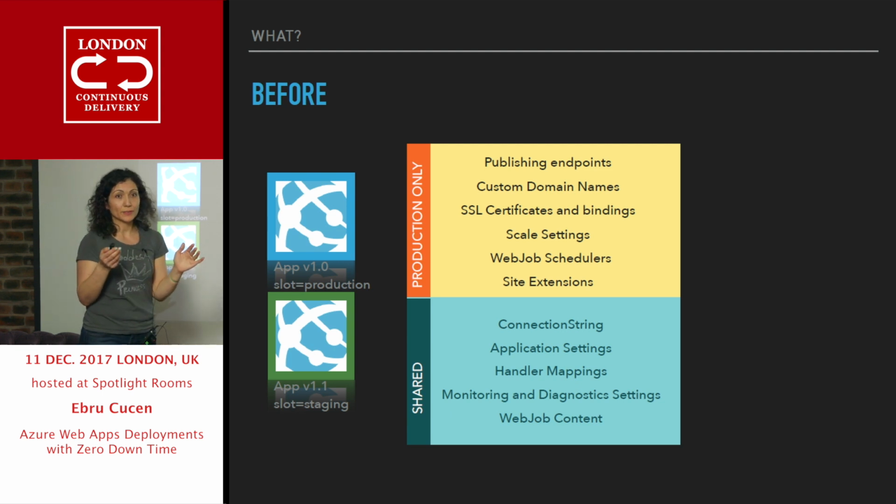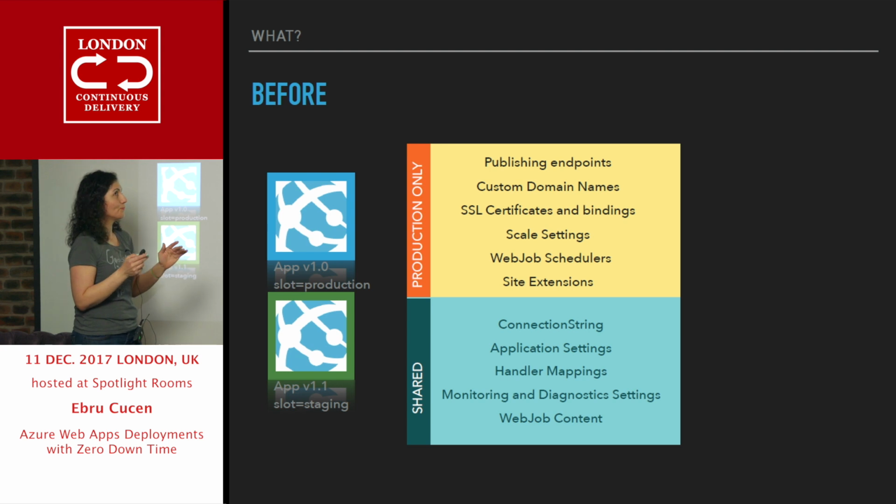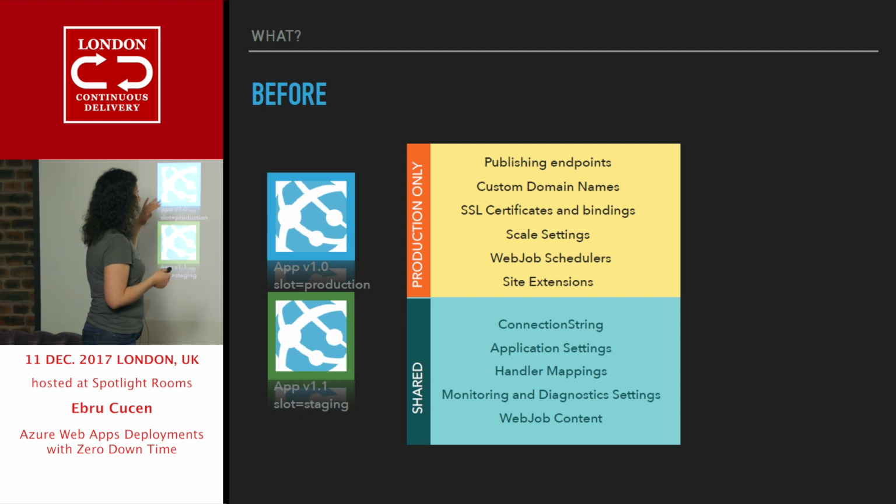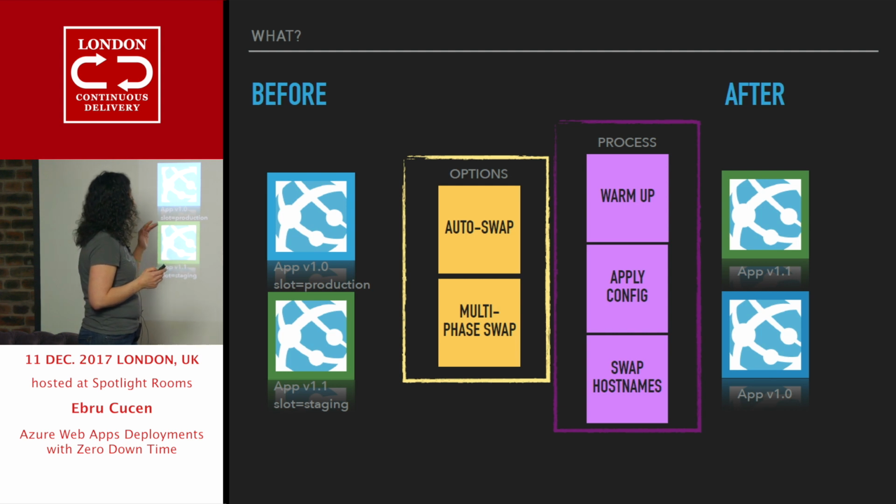Scale settings, your service plan scaling, is not slot specific. It is specific to production, as are the web job schedulers and the site extensions. You have to take care of production. So when you are doing a staging deployment, you have to apply those things, or you have to provide an extra SSL certificate, extra URL, or extra site extensions.